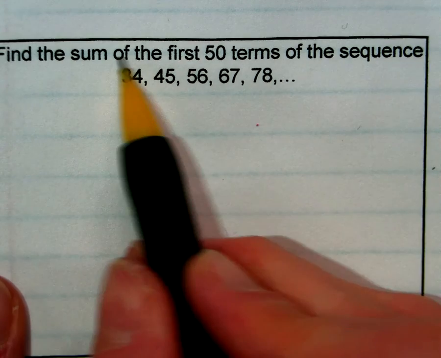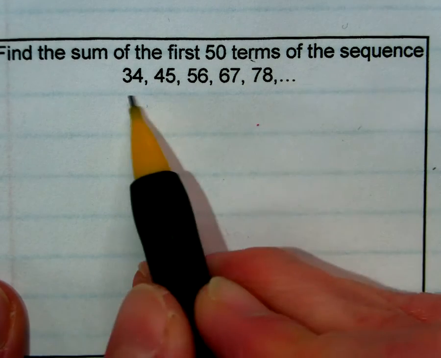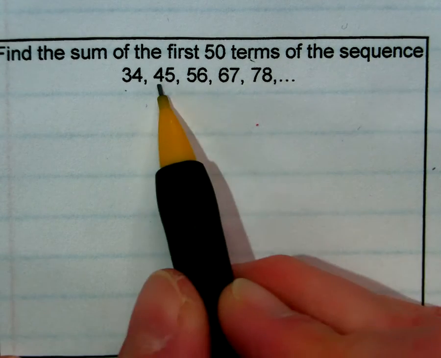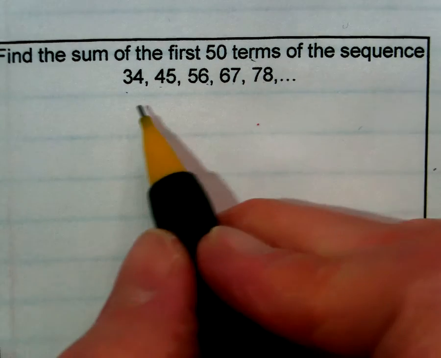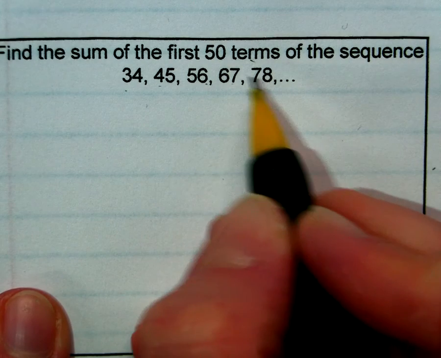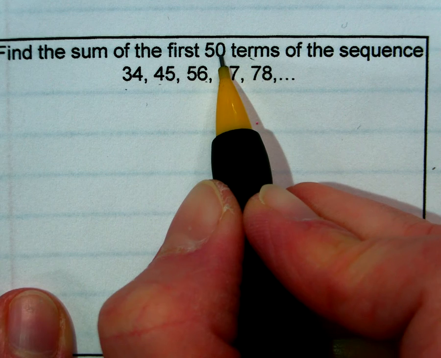It says find the sum of the first 50 terms of this sequence. So we've been talking about sequences of numbers. We're looking at patterns. We've learned formulas where we can find any term of the sequence we want. And now we're looking at what if we want to add up a certain number of terms from a sequence. So in this case, they've given us the beginning of the sequence, and they want us to find the sum of the first 50 terms.